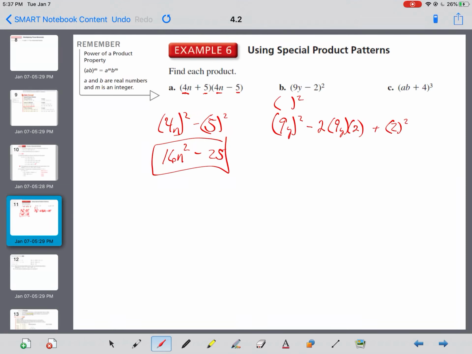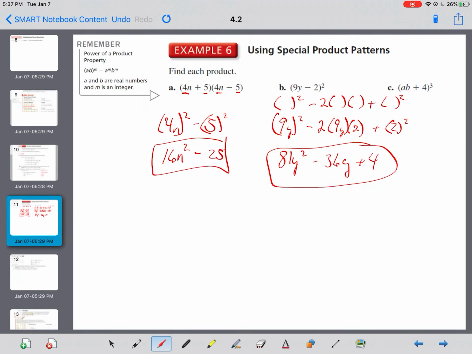If you want to, do it fill in the blank. First thing squared minus 2 times first times second plus last thing squared. If it's minus in between, it's minus in the middle. If it's plus in between, it's plus in the middle. The back's always plus. And then just fill in the blanks. 9 squared is 81, y squared. Let's see, 2 times 9 is 18, times 2 is 36y, and 2 squared is 4.